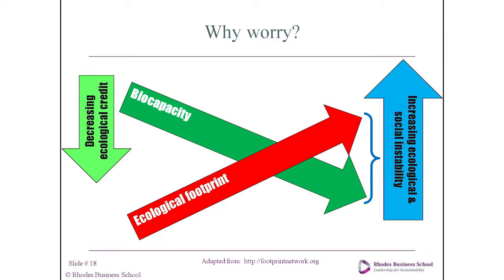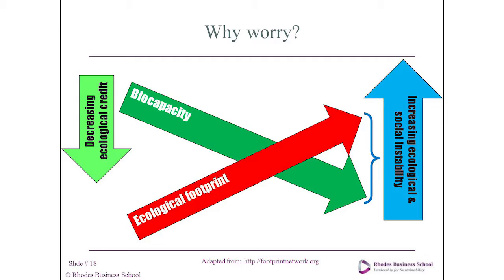I want to now introduce slide number 18. The heading there says, why worry? And the why worry is relating to, well, so what? So what if we have a larger footprint compared to our capacity? The problem is, of course, as we decrease our ecological credit, like you would on your credit card, you get less and less credit. We're going to run into problems at some stage.